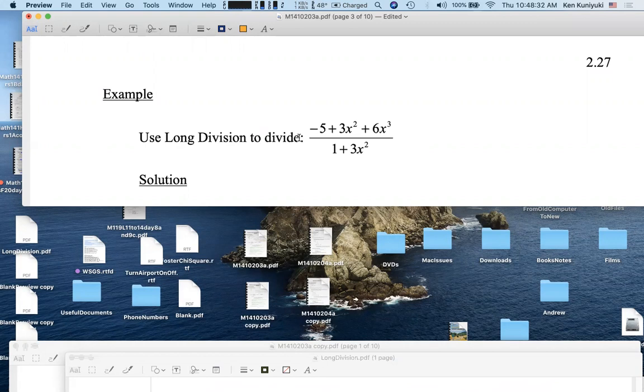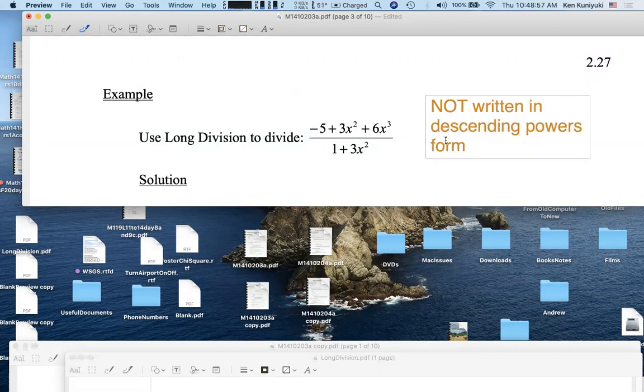Now, there are a couple of things that we don't like about the polynomial on the top and on the bottom. For one thing, the polynomial on the top and the polynomial on the bottom are not written in what form? These are not written in descending powers form. And usually that form is very helpful. So I would recommend writing these in descending powers form.